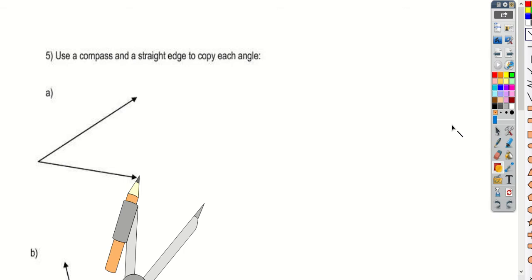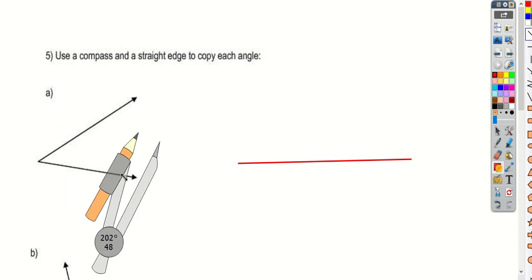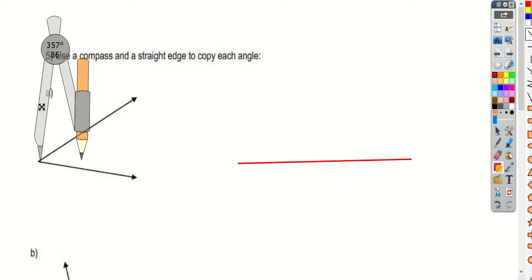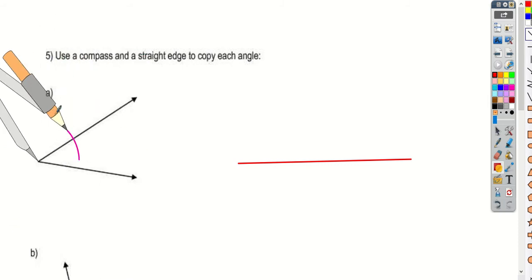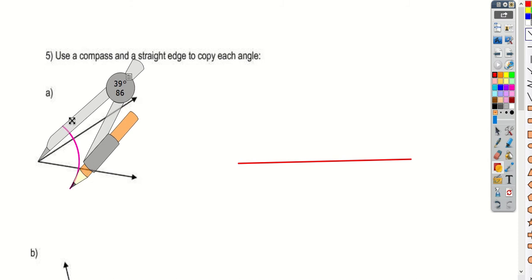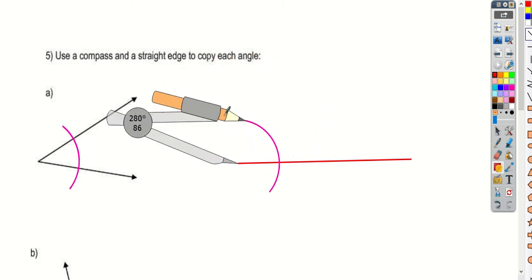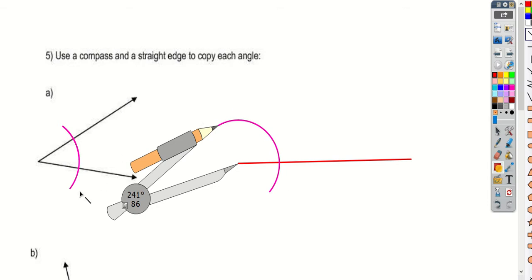Copy each angle. So first thing we're going to do, draw ourselves a ray off to the side. This is going to be one of the new sides of my angle. Okay. What I'm going to do then is the first step like I did in the last one. I'm going to draw a circle that intersects both sides of the angle. And then I'm going to draw a circle around the endpoint. Okay. So circle cuts through both. Circle around the endpoint. It's basically the same arc. We just want to make sure that this arc is longer than that one.